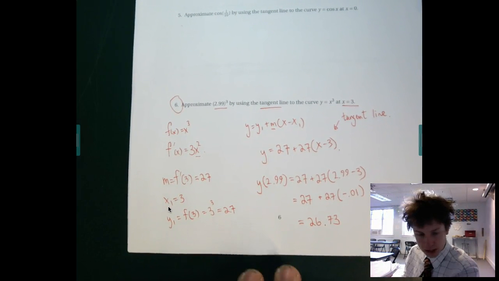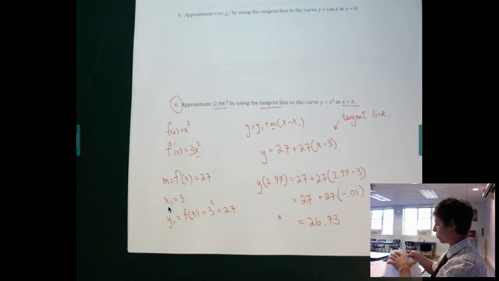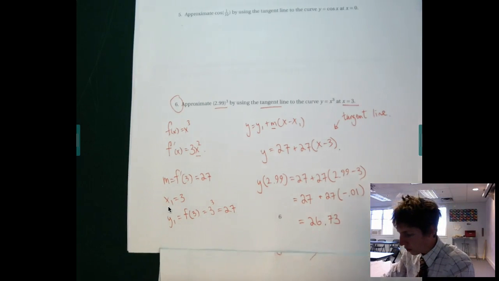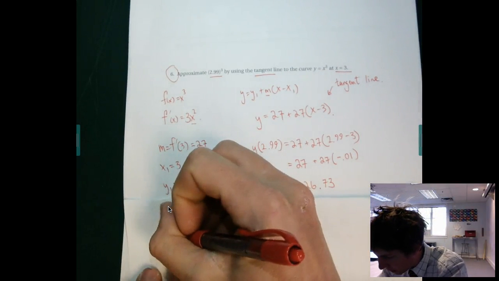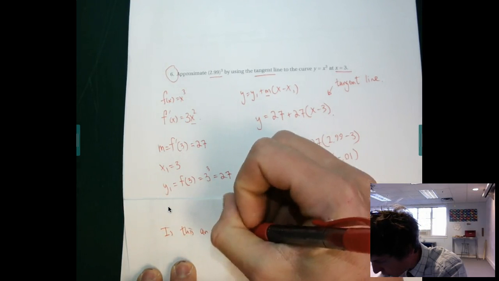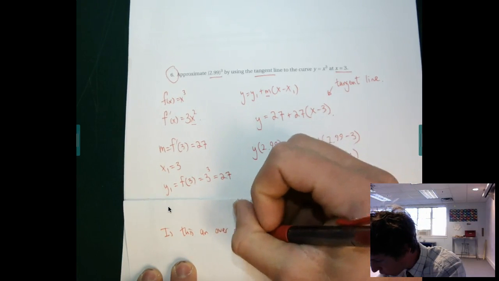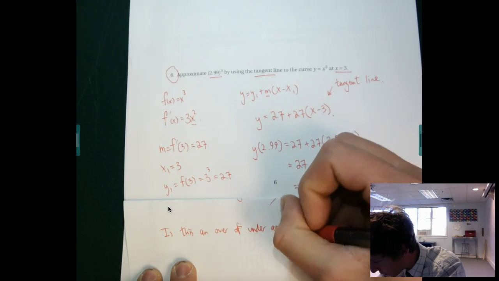Now a follow-up question you might want to ask is, is this approximation an over or underestimate of the truth? So let me do that right here. I want to ask, is this an over or under approximation of the truth?